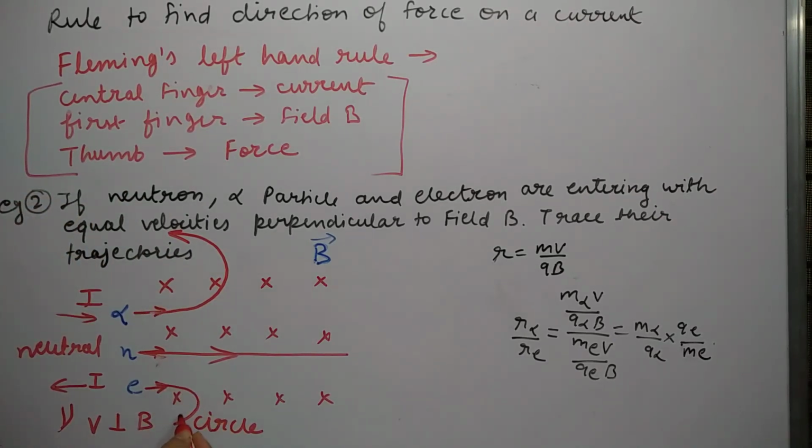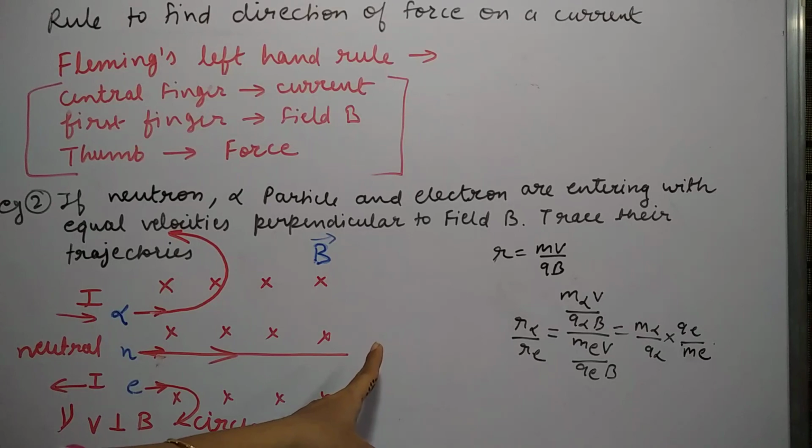So it will make a circle turning downwards. These are the trajectories which were required. I think you have understood. Alpha particle is getting the force upward, but electron being negative, it is getting the force downward. And neutron, because it is neutral, so no charge means no force due to magnetic field. So it will go where it wanted to go.